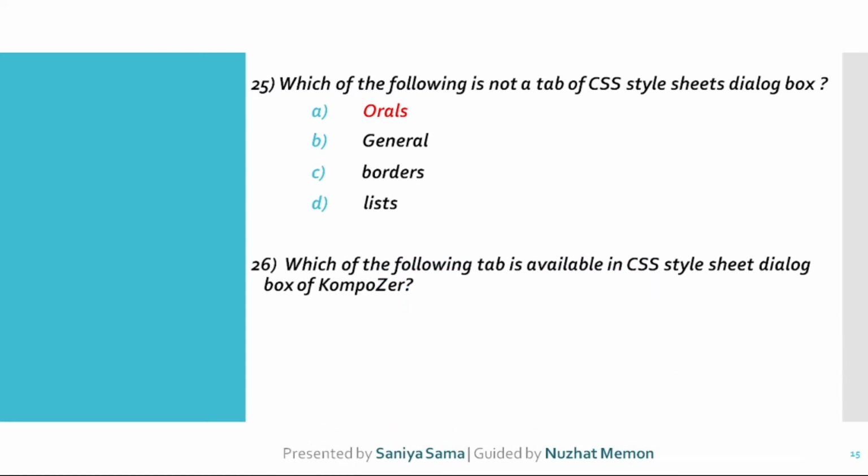26. Which of the following tab is available in CSS style sheet dialog box of KompoZer? Option A, background. Option B, borders. Option C, box. Option D, all of this. The answer is all of this.